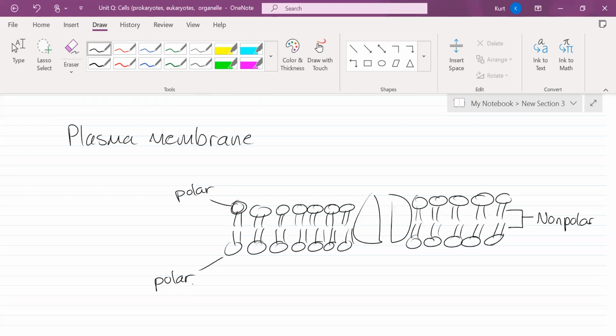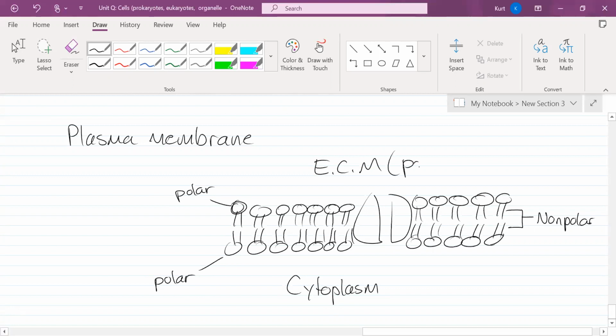Well, what do you call the outside of a cell? It's called the extracellular matrix. What do you call the inside of a cell? The cytoplasm. What are the polarities of the extracellular matrix and the cytoplasm if the polar regions are facing them? They're also polar. You want polar to face polar, and you want nonpolar to face nonpolar.